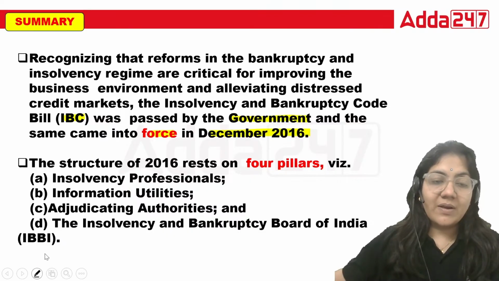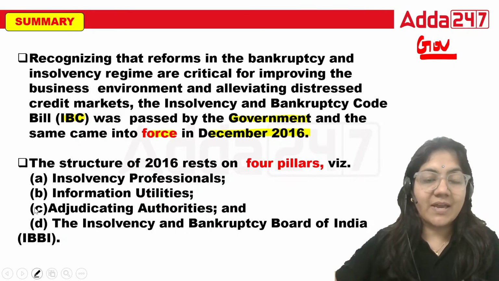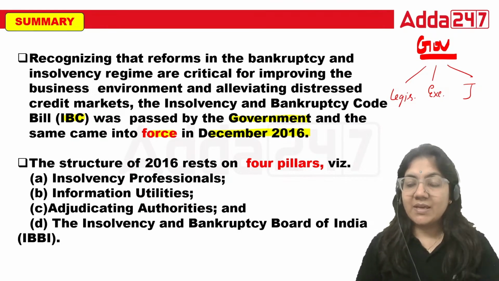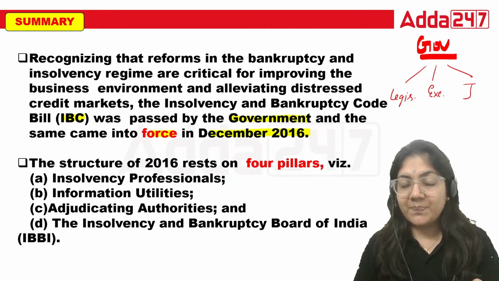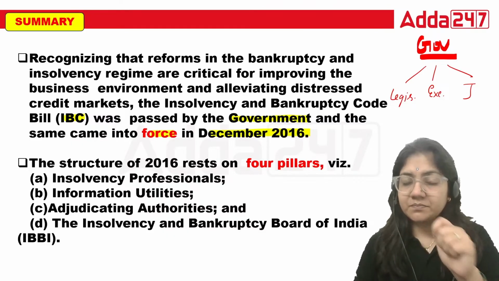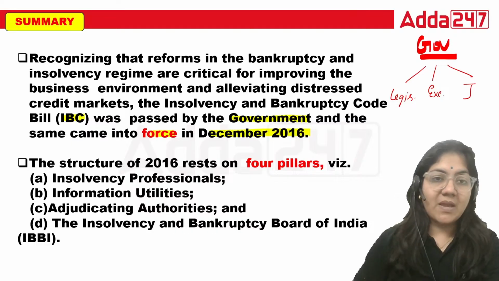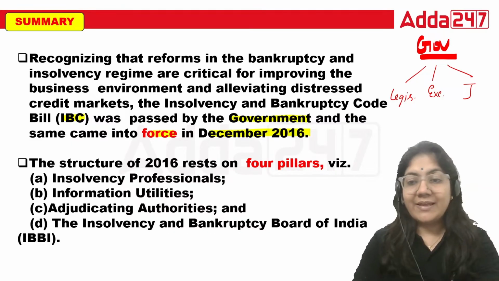Now, as we know, our government has three bodies: legislature, executive, and judiciary. The basic aim of the legislature is to make a law, the executive is to execute the law, and the judiciary is to give justice. So government has three pillars. Similarly, our IBC has four pillars. You can see the names of the four pillars.